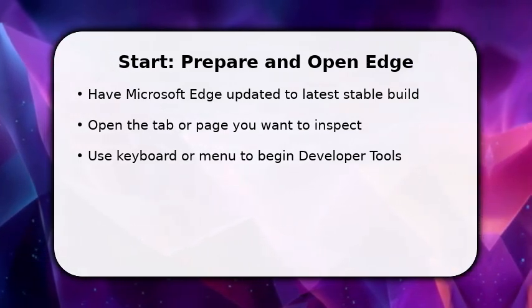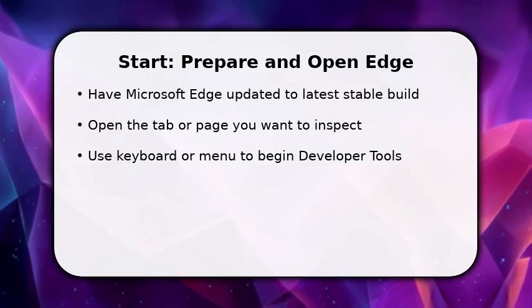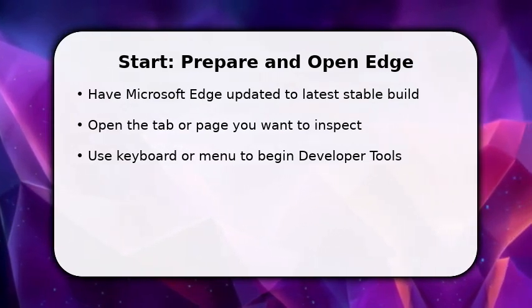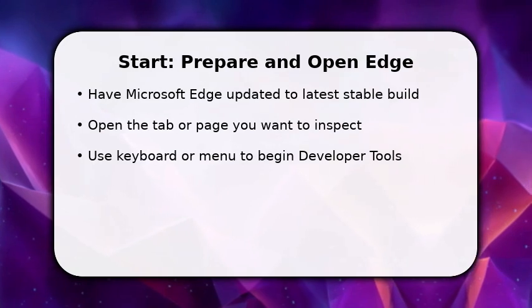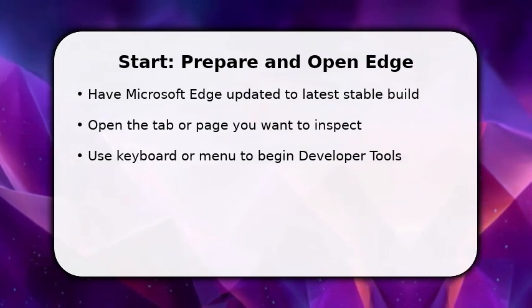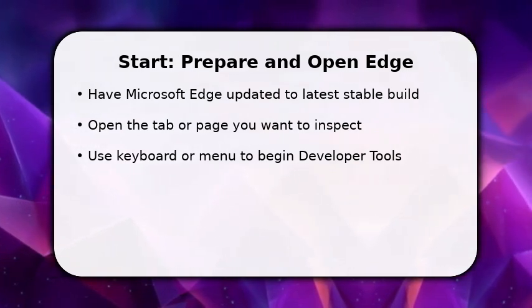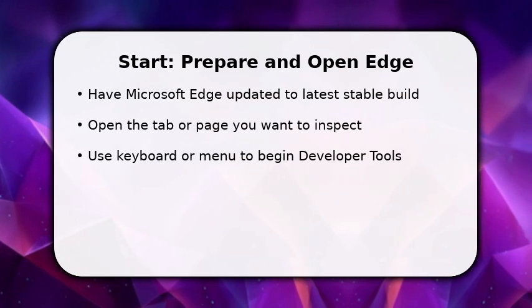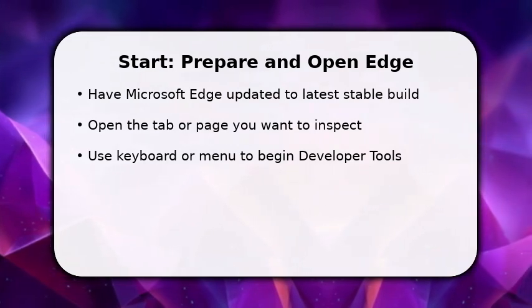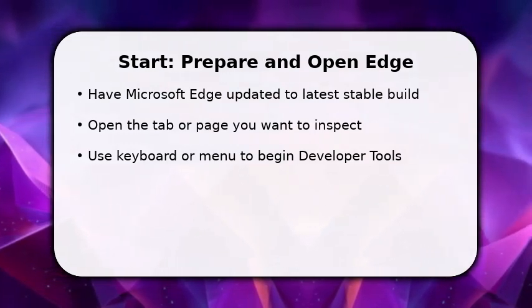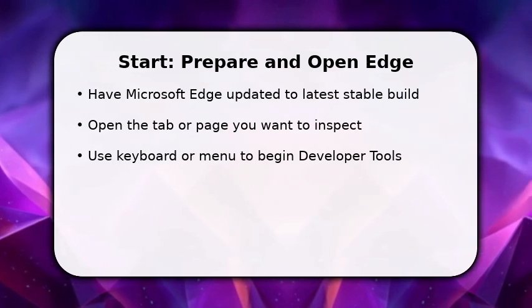Now press F12 for the fastest route, or press Ctrl plus Shift plus I if you prefer a standard developer shortcut. If you like menus, click the three-dot menu, right arrow More Tools, right arrow Developer Tools. Once done, the DevTools panel appears docked. Make sure the tab focus is on Elements to begin examining DOM and styles.